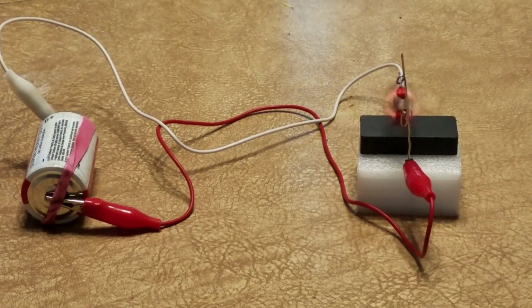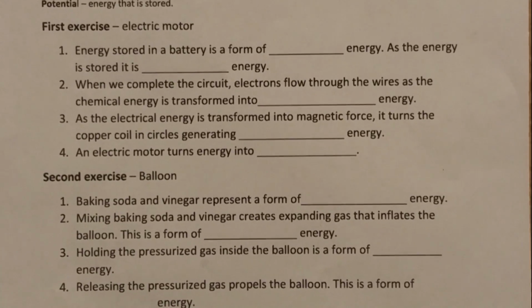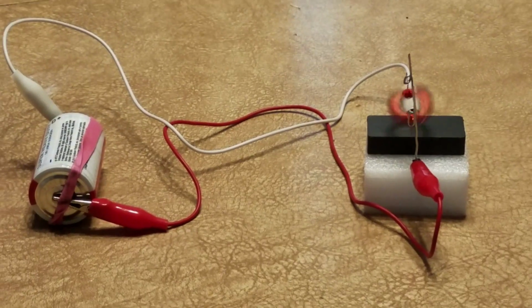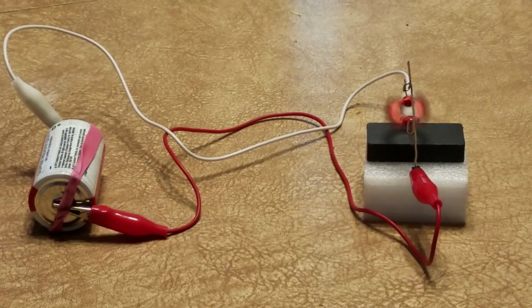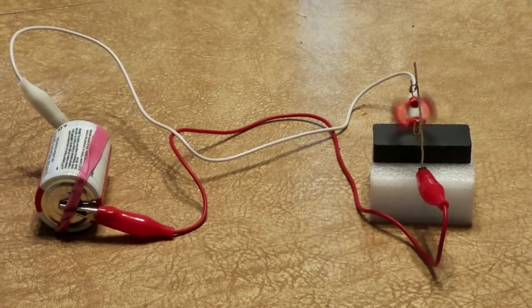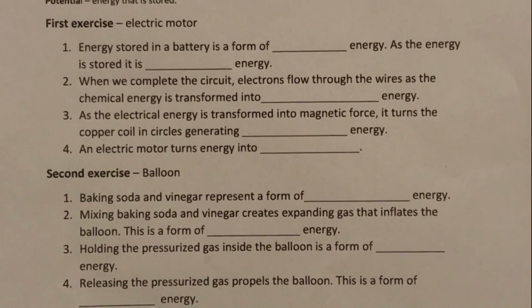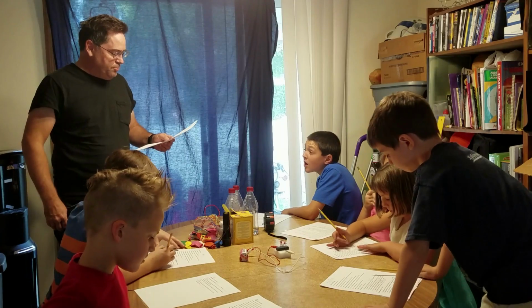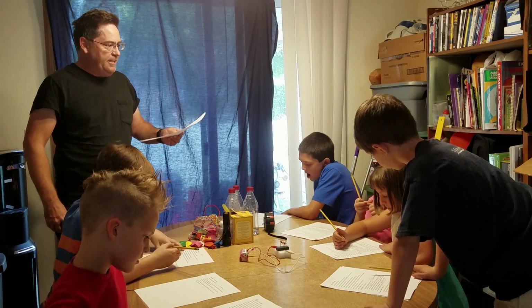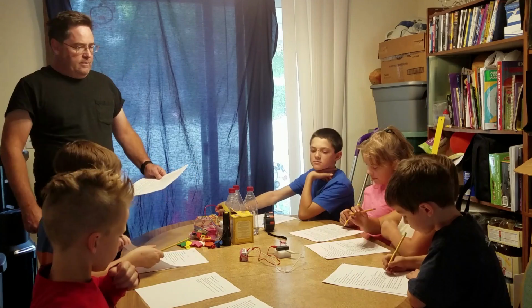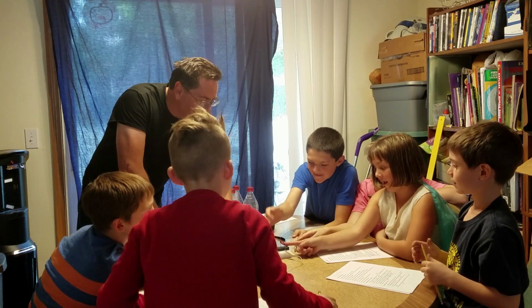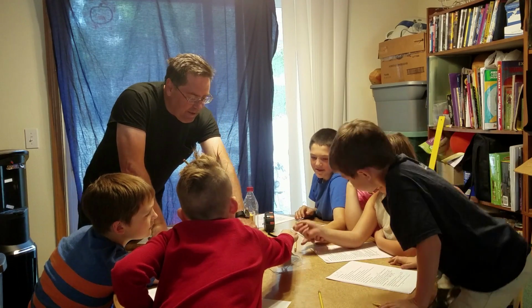Energy stored in a battery is a form of blank energy. Chemical. Okay, as the electrical energy is transformed into magnetic force, it turns the copper coil in circles, generating an electric motor. Turns energy into work. Yep. First exercise done. You broke the circuit, so what happened? It stopped. Okay. Okay, stop.